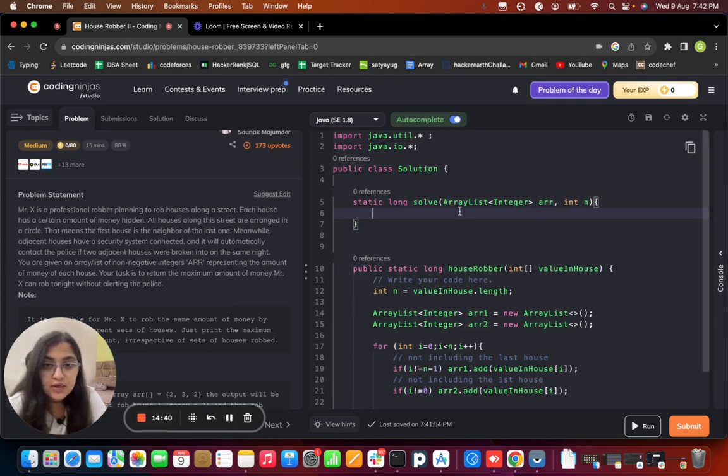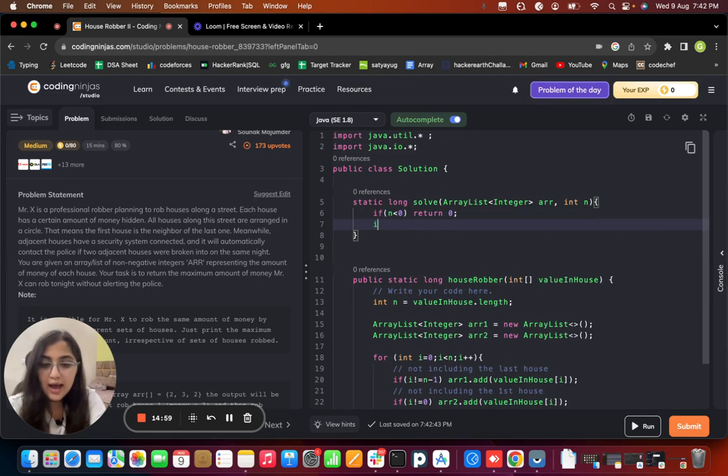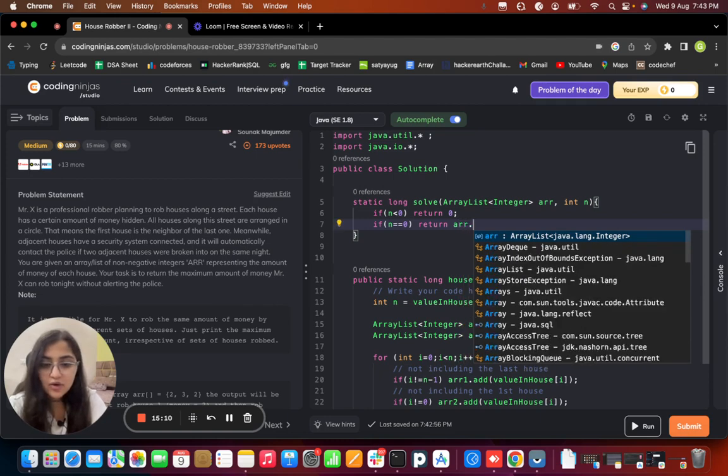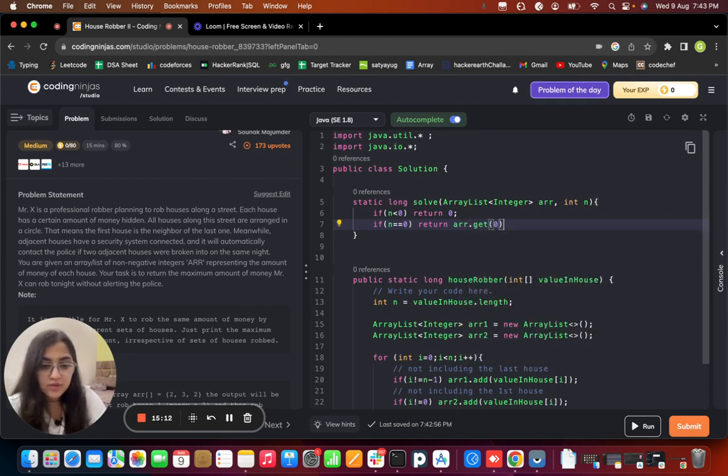Okay, so first of all, let's write the base condition. Base conditions are basically the lowest possible cases that we can have. So suppose if n is less than 0, that is an invalid case, right? So we'll just return 0 in that case if that happens. And if n is equal to 0, that means there is only one house, so basically we just return array dot get the value that we have at the 0th position.